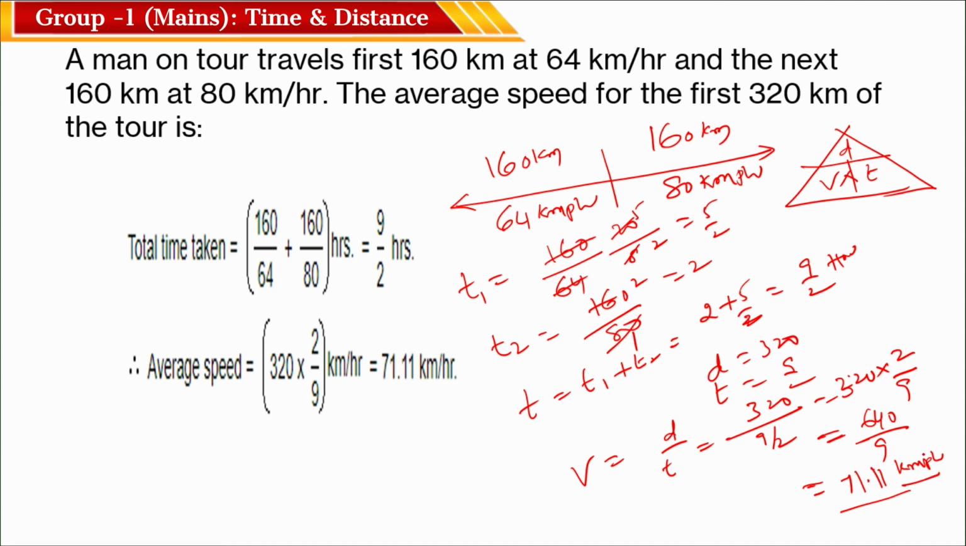Understand? So the value is 71.11 kilometer per hour. So in this way we can calculate the average speed of the person who traveled 320 kilometers. Okay. Now we will see the next question.